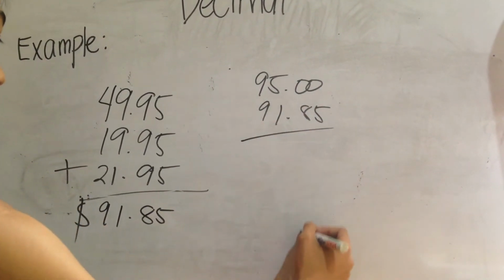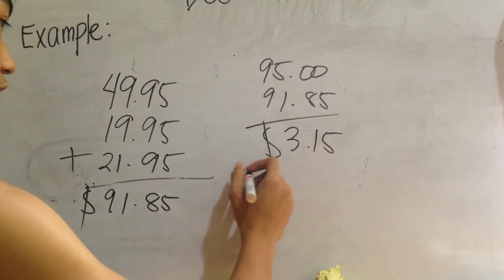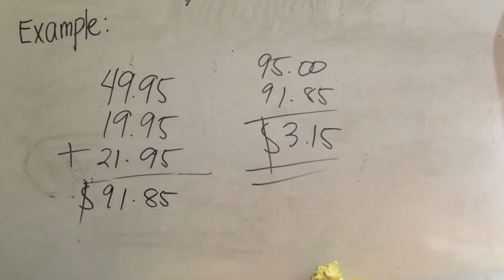So the answer is 3.15. Here is the change of Ellen.